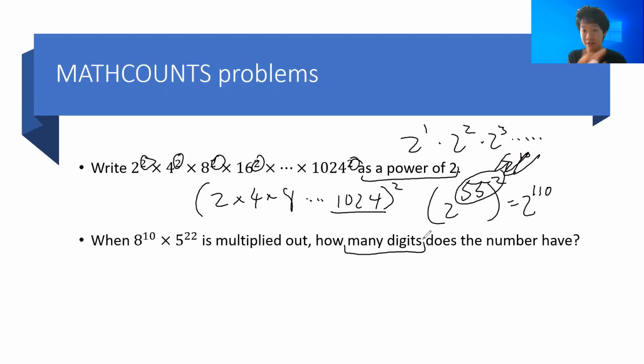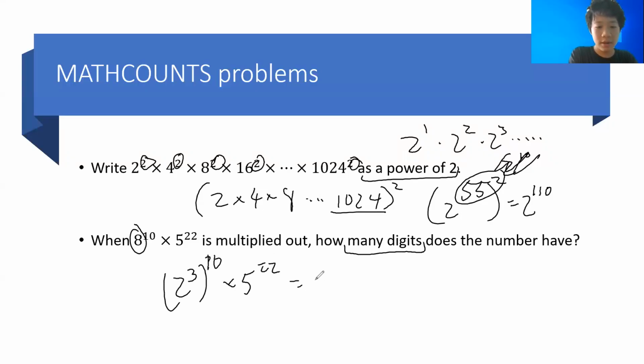If we find how many digits are in that number left over, then we can add the digits together and find our answer. So first of all, how many trailing zeros are there in this number? Well, you got to turn 8 into a power of 2, right? 2 to the third, 2 to the 10th, times 5 to the 22, 2 to the 30th, times 5 to the 22. Okay, so let's split the 2 into 2 to the 22 times 2 to the 8th, times 5 to the 22.